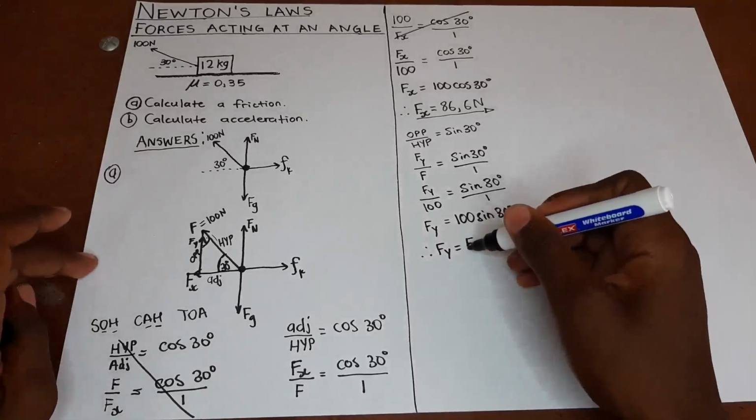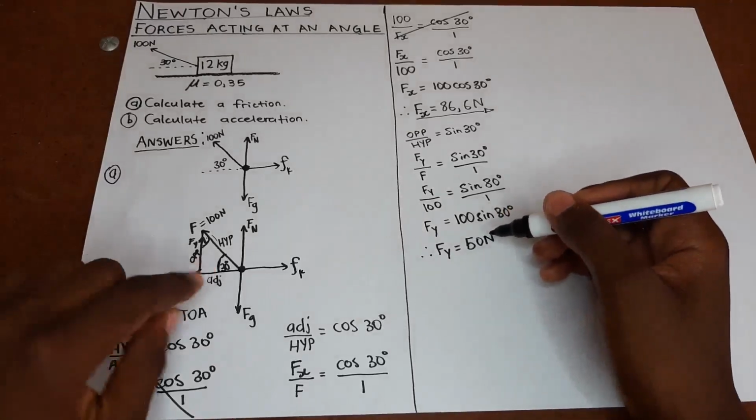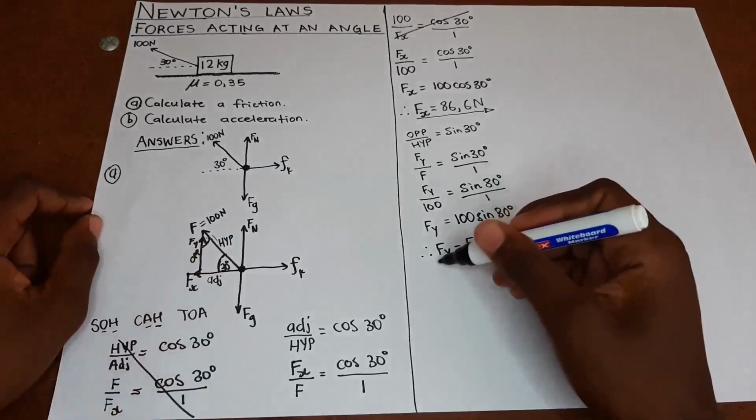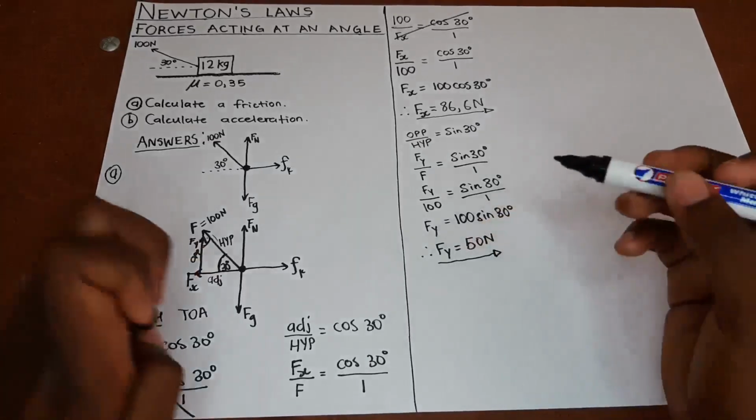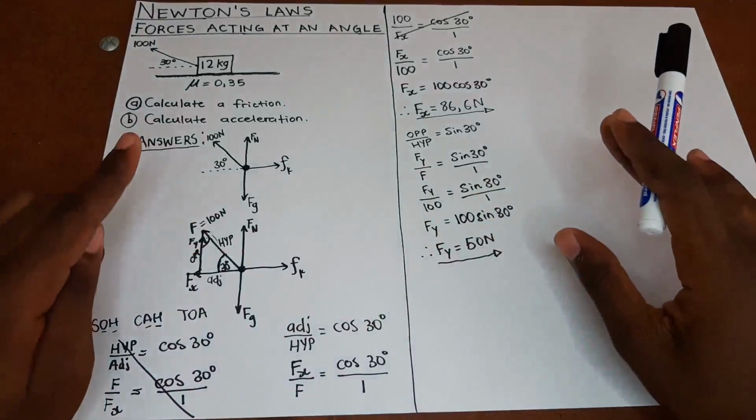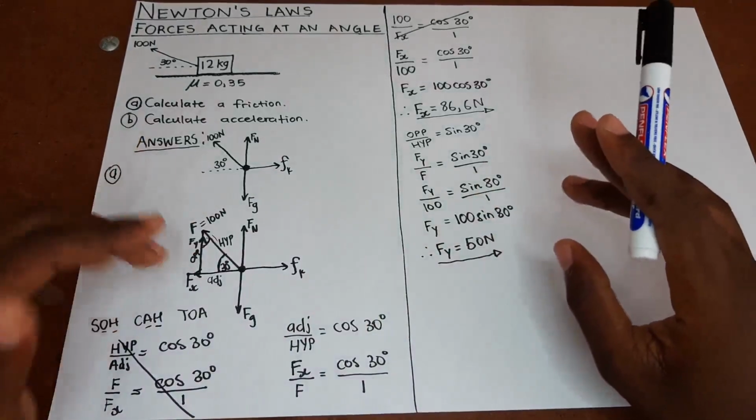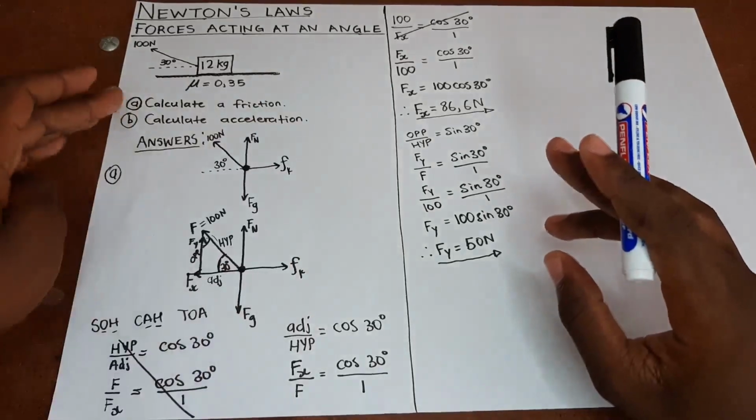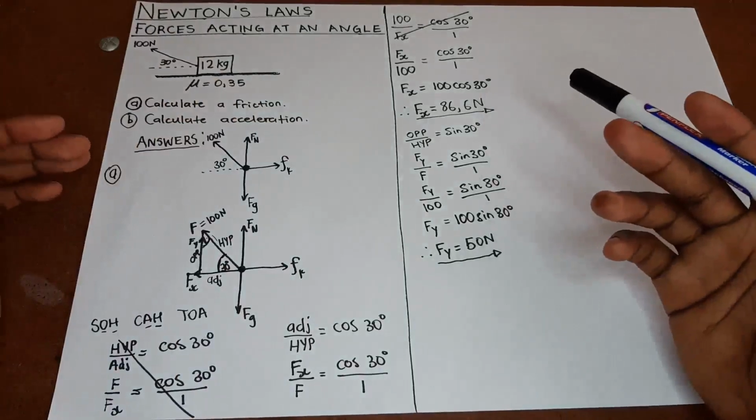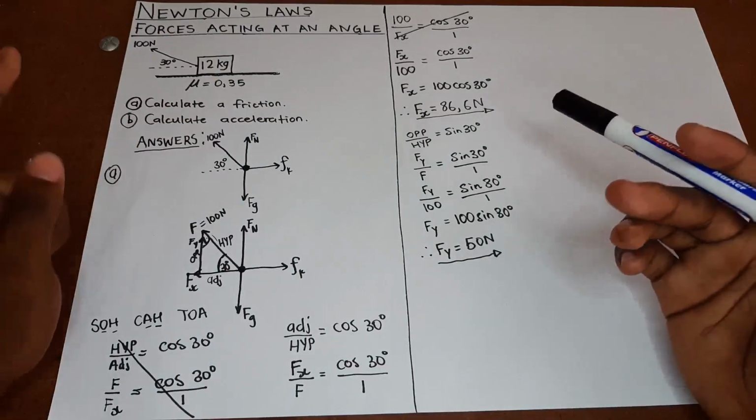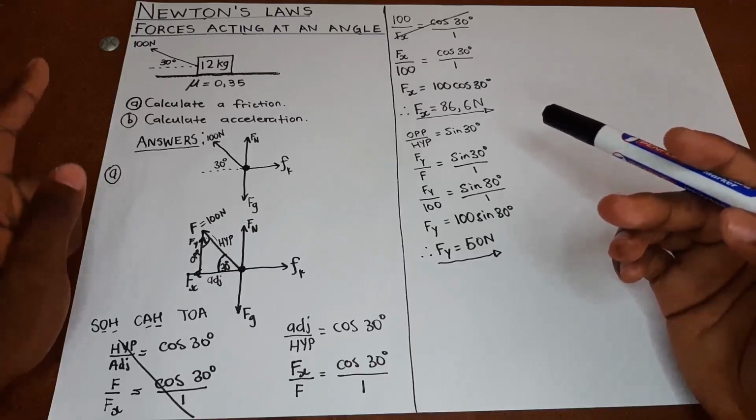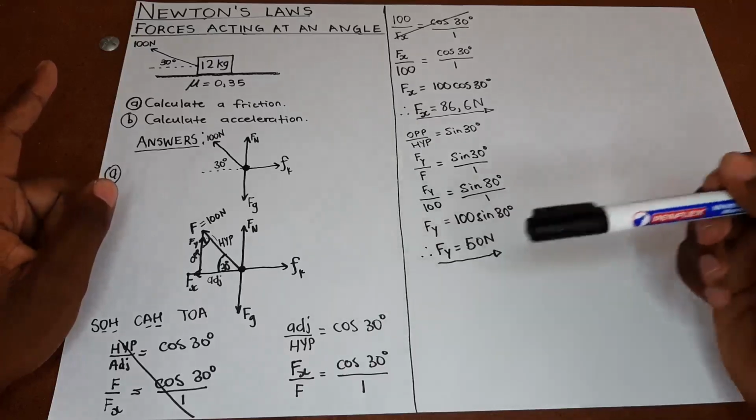So our vertical component is equal to 50 newtons. Yes, that's how it goes. So we found our vertical and our horizontal components, meaning that it's going to be easy for now to deal with these problems. For instance, they said we must calculate the frictional force, and the frictional force is acting in a horizontal motion.